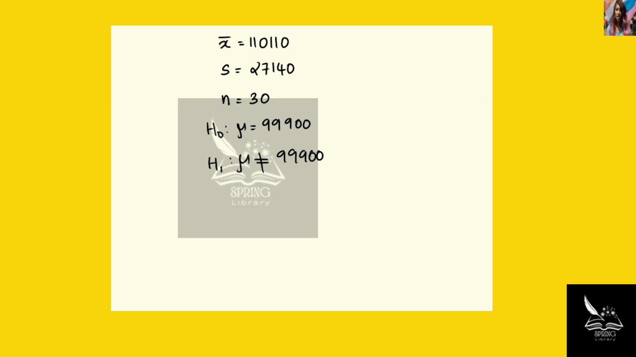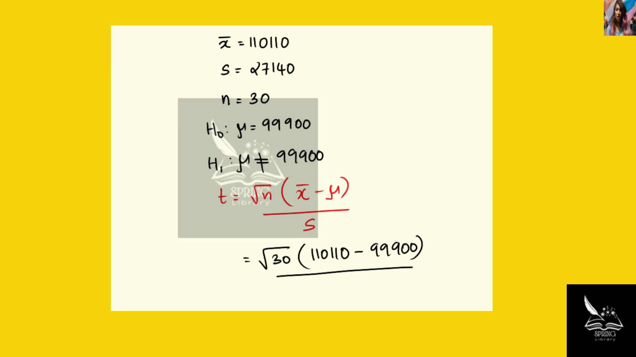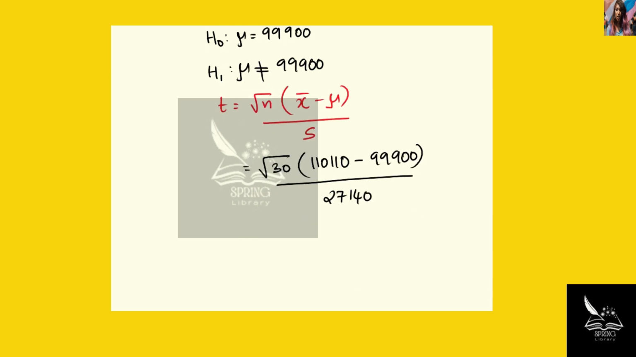In order to conduct the test, the test statistic T is equal to root n times x bar minus mu, divided by S. Now let's substitute the values into the formula. We get root 30 into 110,110 minus 99,900, divided by 27,140. On simplifying, the observed t-value is 2.0605.